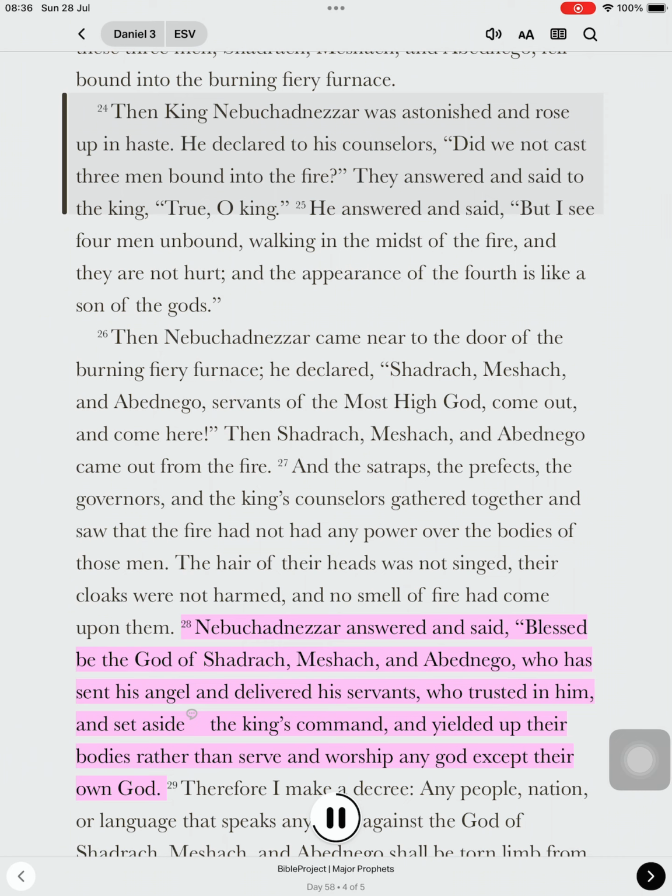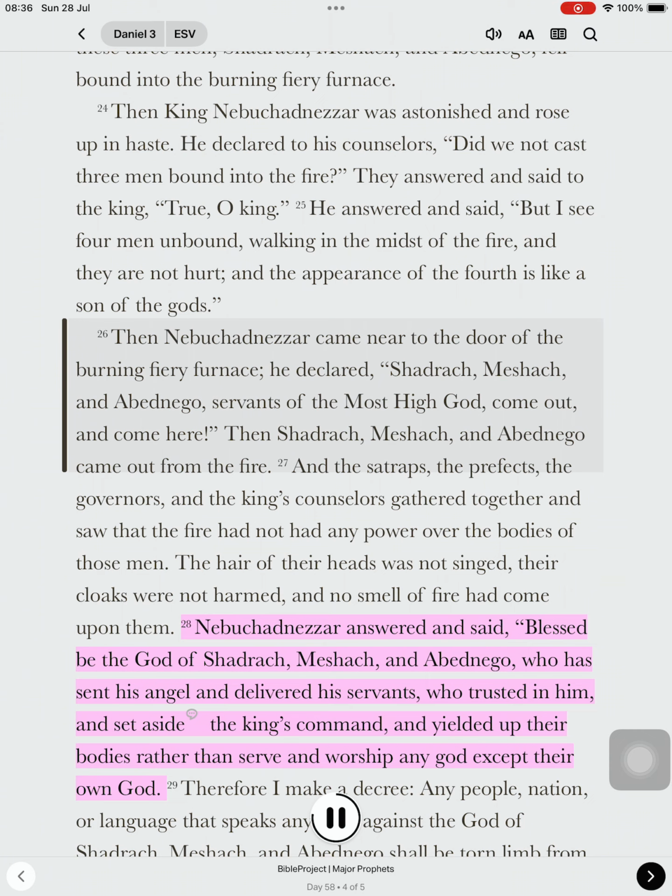Then King Nebuchadnezzar was astonished and rose up in haste. He declared to his counselors, "Did we not cast 3 men bound into the fire?" They answered and said to the king, "True, O king." He answered and said, "But I see 4 men unbound, walking in the midst of the fire, and they are not hurt, and the appearance of the 4th is like a son of the gods."